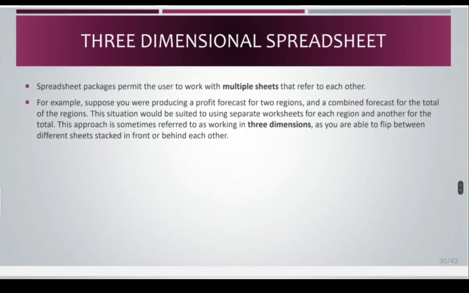Three dimensional spreadsheet. A spreadsheet package permits the user to work with multiple sheets that refer to each other. So multiple sheets can be linked to each other and used. For example, suppose you are producing a profit forecast for two regions and a combined forecast for the total of the regions. The situation would be suited to using a separate worksheet for each region and another for the total. This approach is sometimes referred to as working in three dimensions, as you are able to flip between different sheets stacked in front or behind each other.